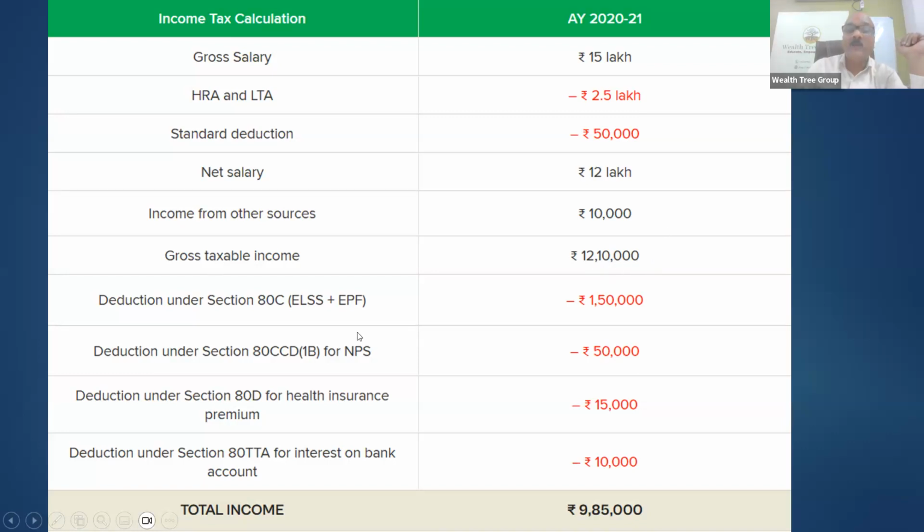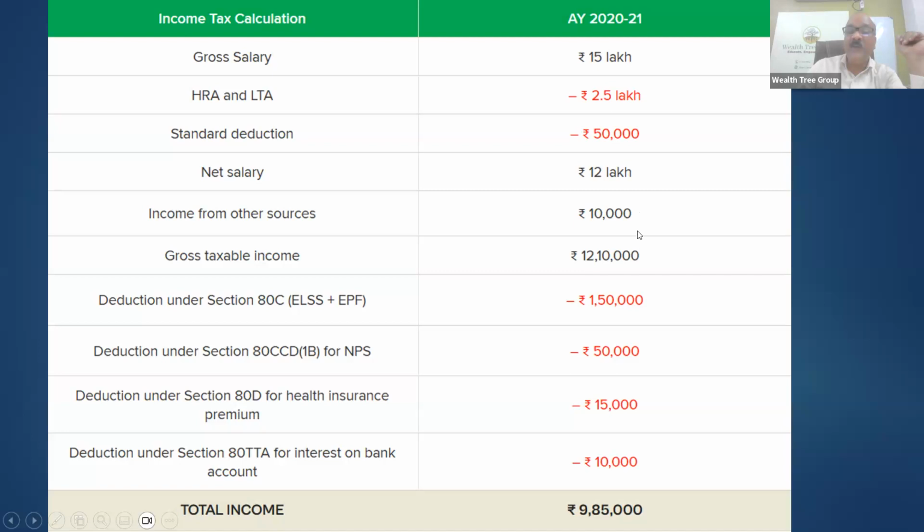Out of that, under 80C, he is paying ELSS mutual fund plus EPF, around 1.5 lakhs deducted. Then deduction under 80CCD of NPS around 50,000, and deduction under 80D for health insurance premium. He can claim up to 50,000 actually, but in this example we took only 15,000.